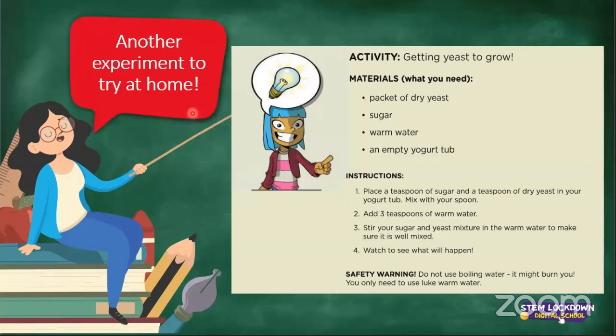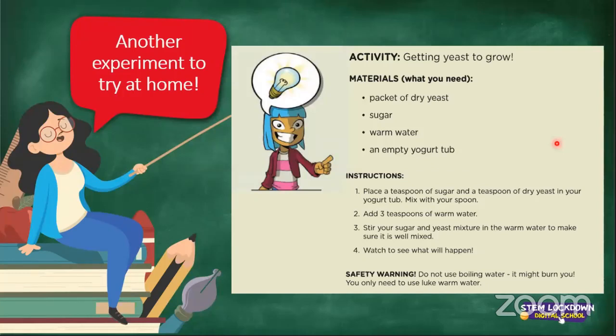You need some sugar. I'm pretty sure all of you have sugar at home. Warm water. Be careful that you don't use boiling water, okay? I don't want you guys to burn yourselves. So just make sure your water is warm, and then an empty yogurt tub. So those are the materials that you'll need.